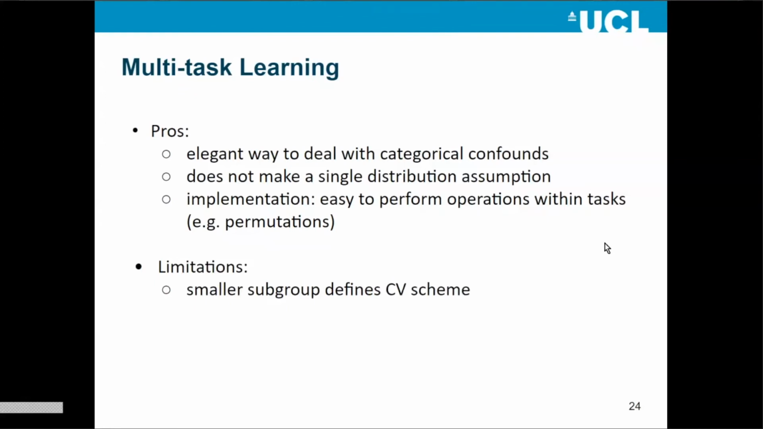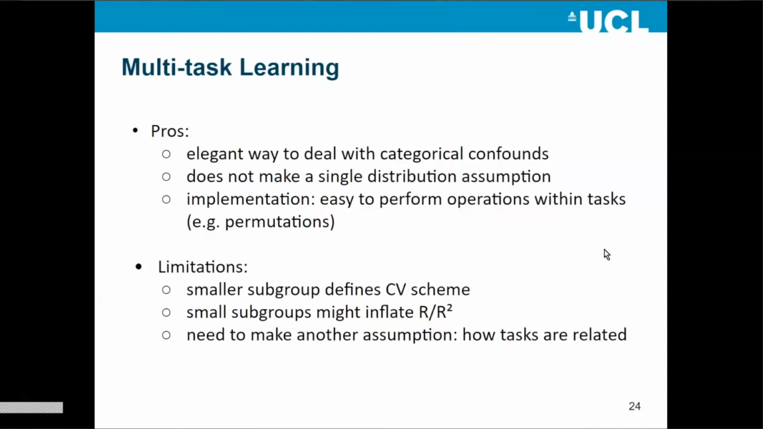The smaller subgroup defines the cross-validation scheme. If you have confounds that lead to very tiny groups in the end, this is going to be hard to actually do cross-validation on. If you do have a tiny subgroup, and then you average the results across the subgroups, like is done for multitask learning, you can artificially inflate your results, because if you have some population that is very small, you can obtain an artificially high correlation value.